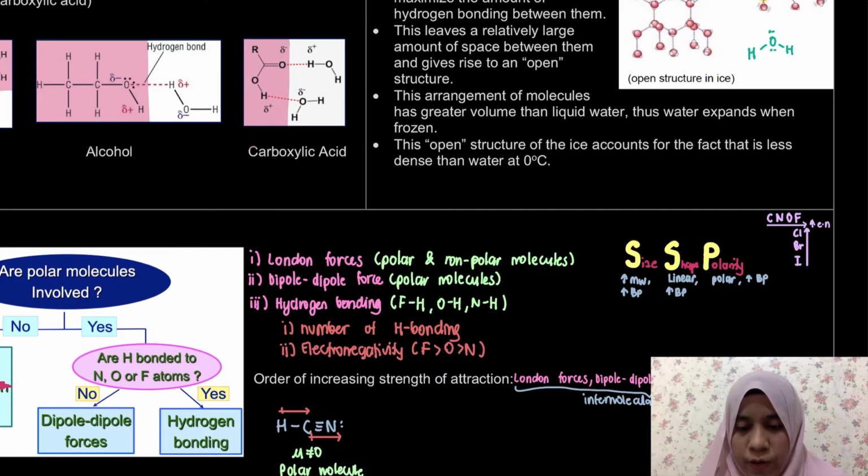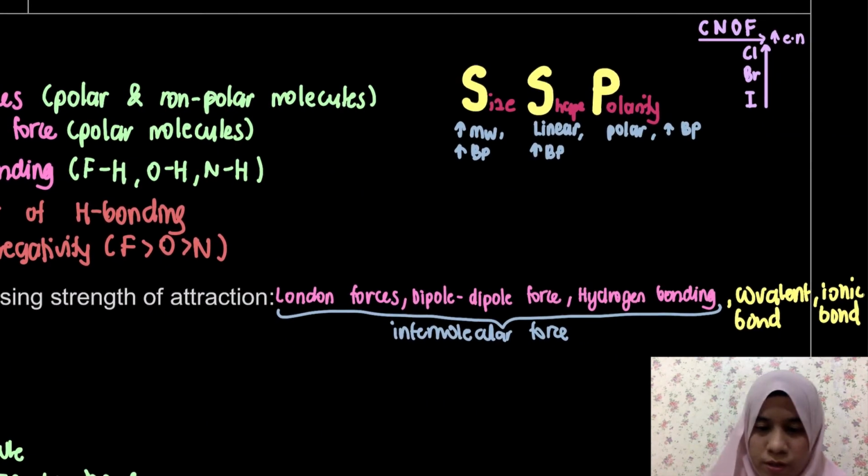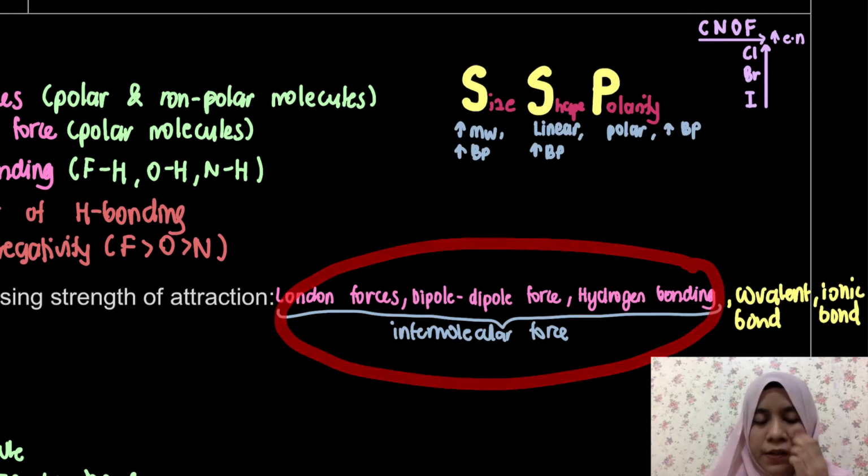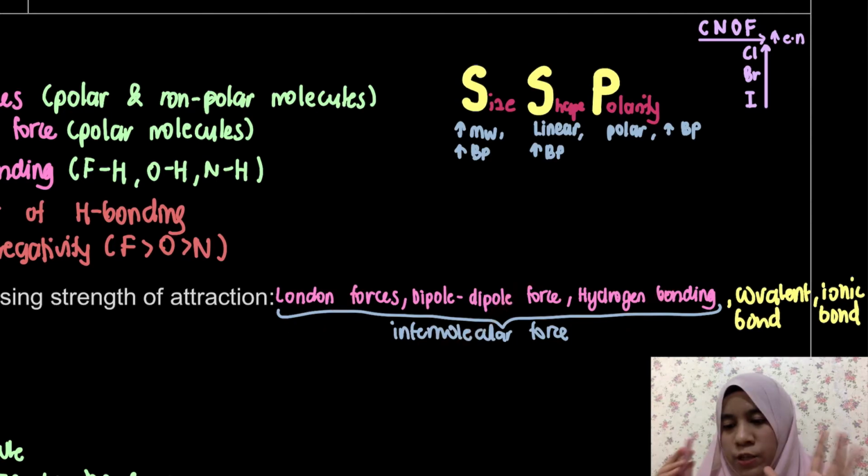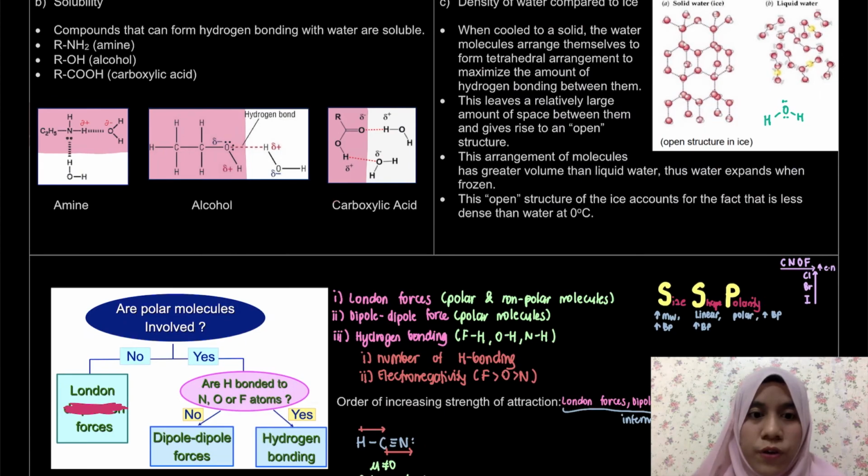But if it is between the intermolecular forces only, London force is the weakest, then dipole-dipole force, then hydrogen bonding. But certain questions like to ask a bit more. Covalent bond is stronger than hydrogen bonding. But ionic bond is the strongest one. So, that is for your summary.